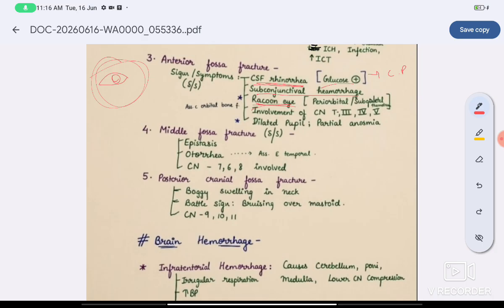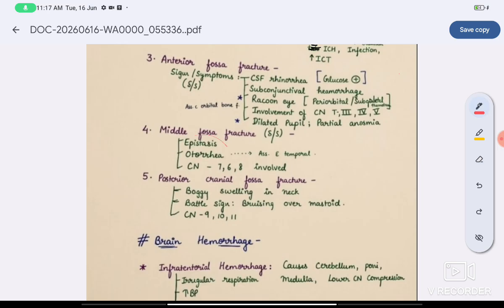Then there is involvement of which cranial nerves? The anterior cranial cavity contains the superior orbital fissure and optic canal. So there will be involvement of cranial nerves 2, 3, 4 and 5. Next, there will be a dilated pupil because the pupil is again supplied by cranial nerve 3. Also, in the anterior cranial cavity, some fibers of the olfactory nerve can be damaged, so there will be partial anosmia as well.